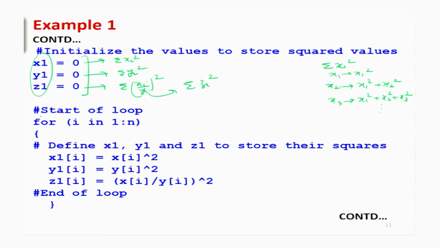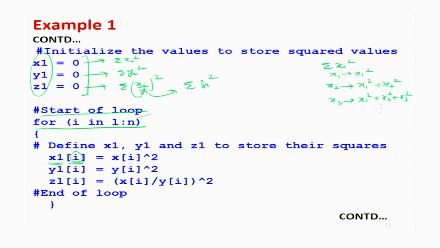Now I begin the loop and I choose the for loop. For the for loop you have to write for and then within parenthesis i in 1:n. Now I need to define this x1, y1, z1 so that the individual values of xi square, yi square and xi upon yi whole square can be stored. So I define it element wise. When you write x1 and inside the square bracket you write i, that means the ith value will be stored here.